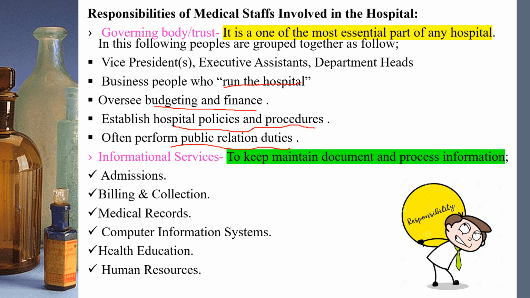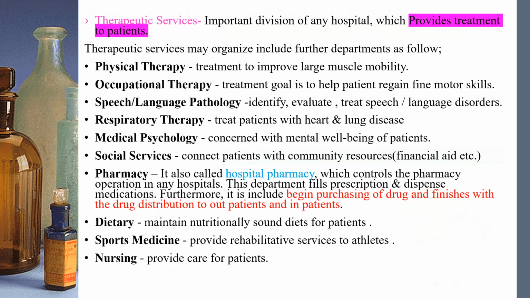Second is informational service. Now basically all the things like maintaining the records, whatever process information is there, all those things will be done by the informational services like admission, billing, medical records, etc. Next is the therapeutic service. So basically providing treatment to the patients. Again we can organize them like physical therapy, occupational therapy, speech therapy, respiratory, medical, social service, pharmacy.